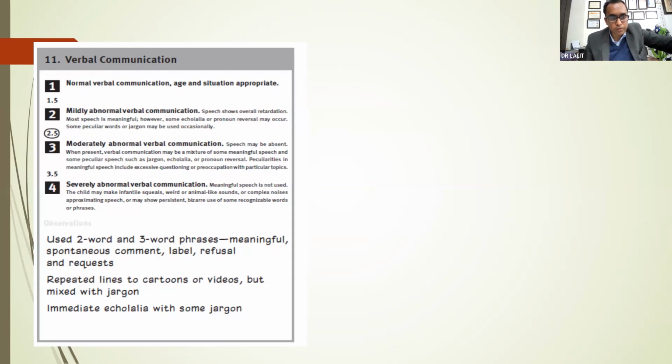So a score of 2.5 has been given for this child. He doesn't fit into the category of 2, neither into the category of 3, because 3 says speech may be absent. But in this case, speech was there. Speech may be absent means he cannot use 2 or 3 word phrases which were meaningful. But here there was some jargon and immediate echolalia. So that is why a score of 2.5 has been given, because it neither fits into 3 nor into 2. So one thing is clear, that it cannot fit the criteria of score 3.